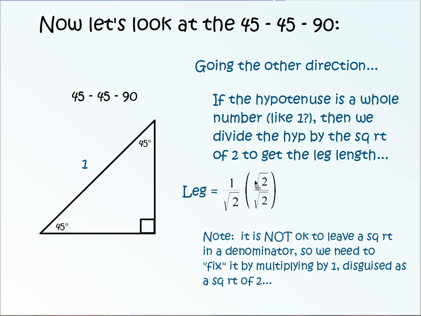What that does for me, when I multiply straight across the top, I just get square root of 2. In the denominator, however, the square root of 2 times the square root of 2 is 2. So I no longer have a square root in my denominator, and this is an appropriate fraction. You can have square roots in the numerator, just not in the denominator. And that's going to give me my leg lengths. So my two legs are square root of 2 over 2. This is going to be one of the triangles in the unit circle.